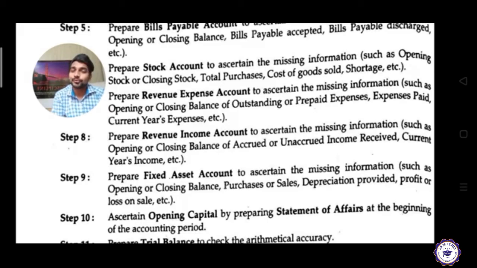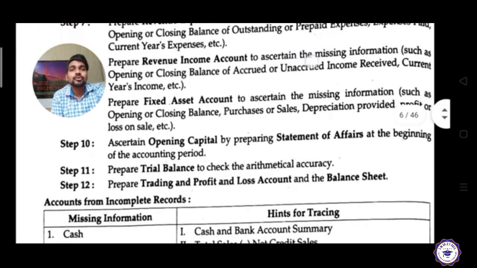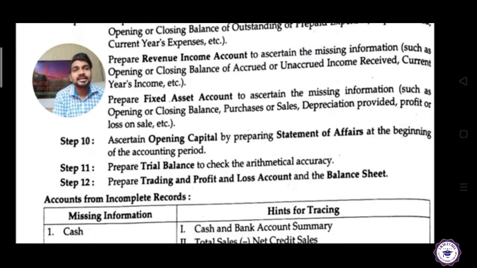And step 9, you should have to prepare fixed asset account to ascertain the missing information such as opening or closing balances, purchase or sales, depreciation provided, profit or loss on the sale of any assets, etc. And under step 10 you have to ascertain the opening capital by preparing statement of affairs at the beginning of the accounting period. And under step 11 you should have to prepare trial balance to check the arithmetic accuracy. And under step 12 you should have to prepare trading and profit and loss account and the balance sheet finally.